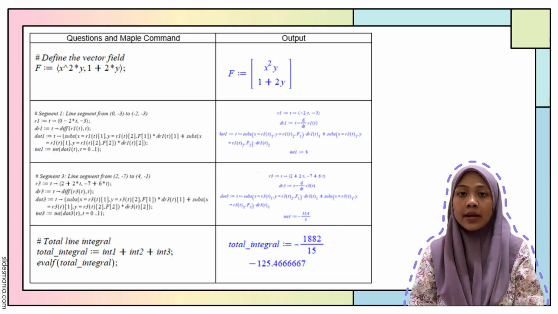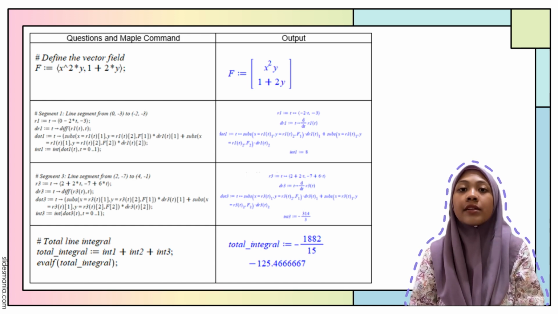For the Maple commands, firstly define the vector field. Next, define line segments 1, 2 and 3. Lastly, total all the line integrals and we get the answer.